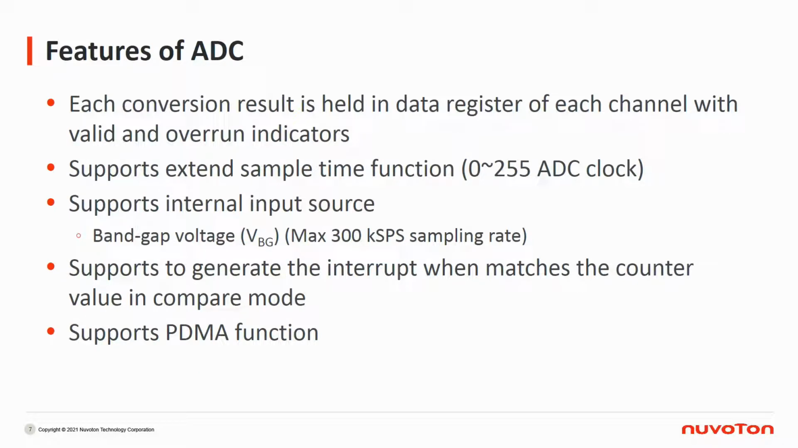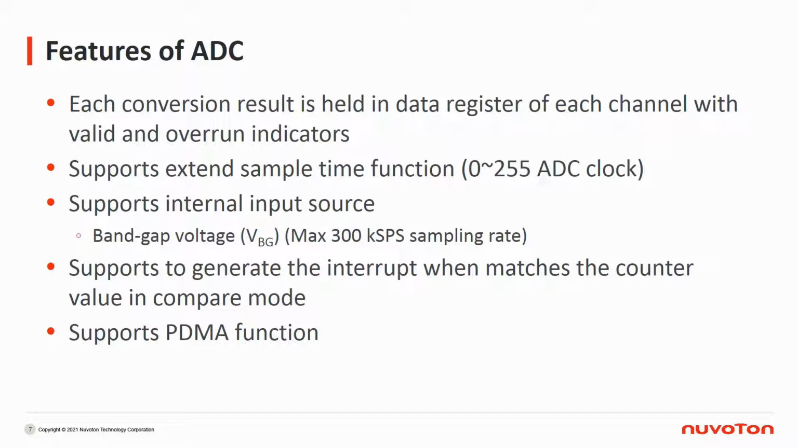Furthermore, our ADC has the following features. For each channel, each conversion result will be stored in a data register. For example, if there are 16 channels, there will be 16 data registers for storing each conversion result. ADC supports extend sample time function. We can set it to have extend sample time from 0 to 255 ADC clocks.